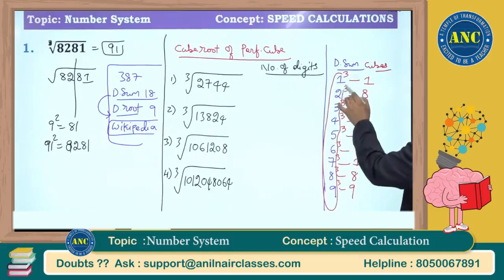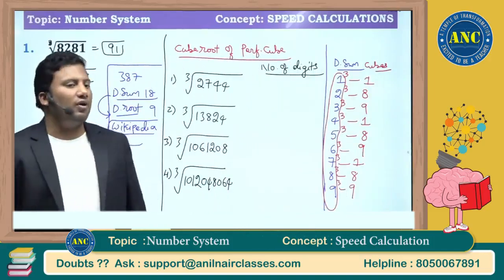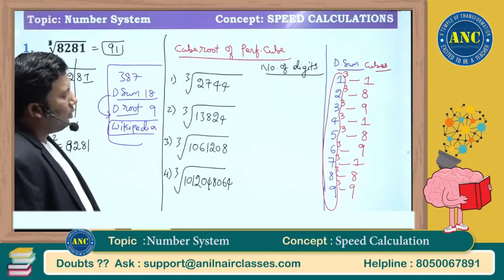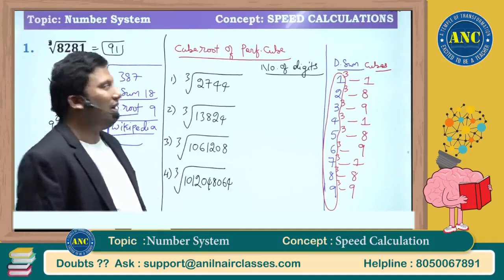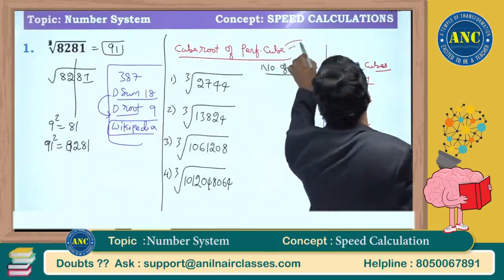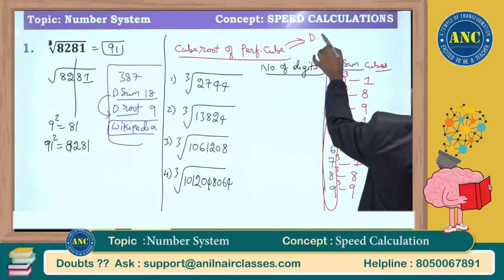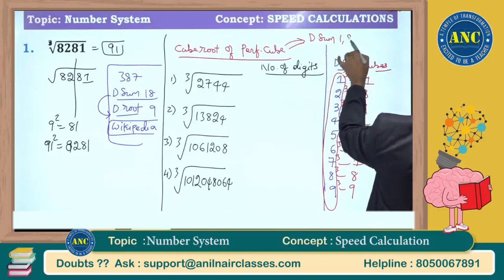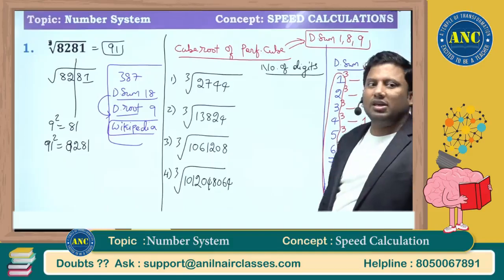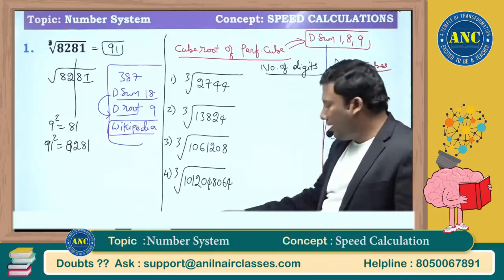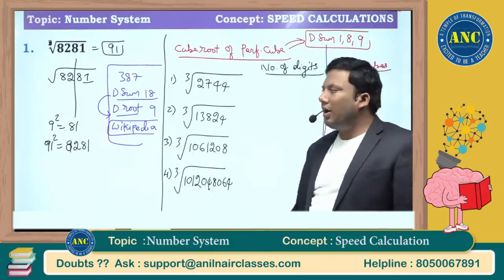Any number's digital sum can be from 1 to 9. 1 cube, 2 cube, 3 cube, 4 cube, 5 cube. What are all the possible digital sums which we got? 1, 8 and 9. Very, very important key point. If the number is a perfect cube, its digital sum will be 1, 8 or 9. The digital sum of that number will be 1, 8 or 9.